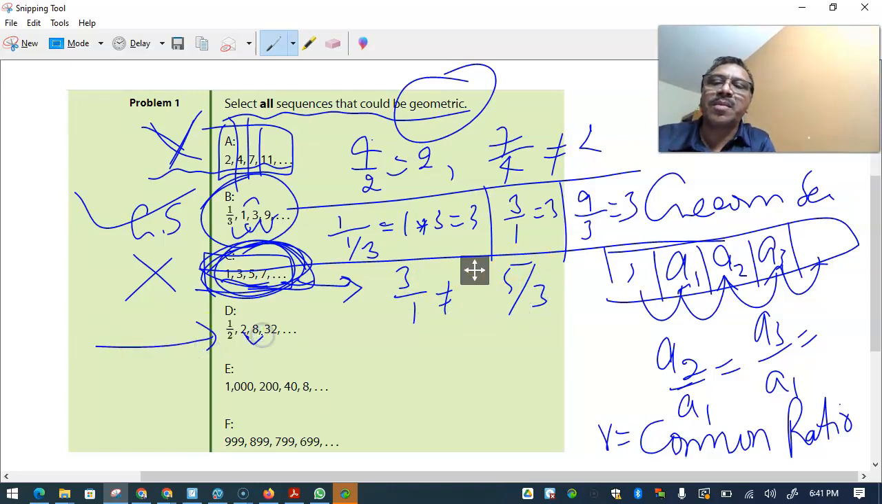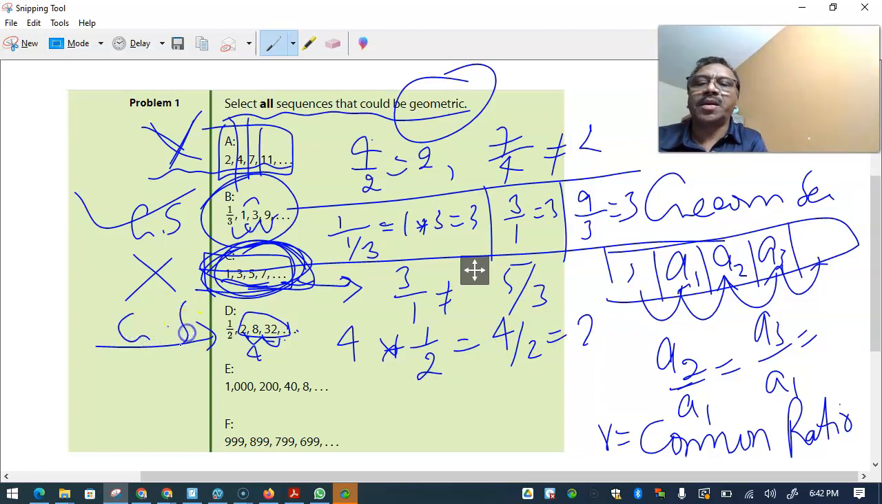What about the next one, D? You can say this multiplies: 2 times 4 is 8. So you multiply by 4, and 4 times 8 is 32. So it looks like this takes care. What about 4 times the first number? Do you get 2? And you can see 4 over 2 is 2. That's correct. So this is a geometric sequence.